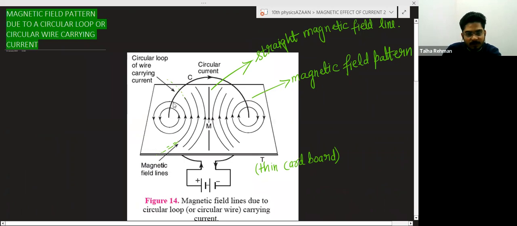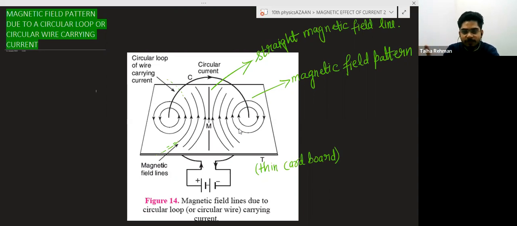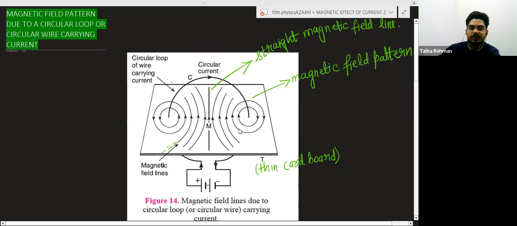This is a circular wire, and this is a thin cardboard. This circular wire is embedded like this in the thin cardboard. This is C, the circular wire, and it is connected with a battery, positive terminal and negative terminal. So current will flow like this from the positive terminal to the negative terminal, which means the current will flow in this circular wire. Here the pattern of the magnetic field will be somewhat different.